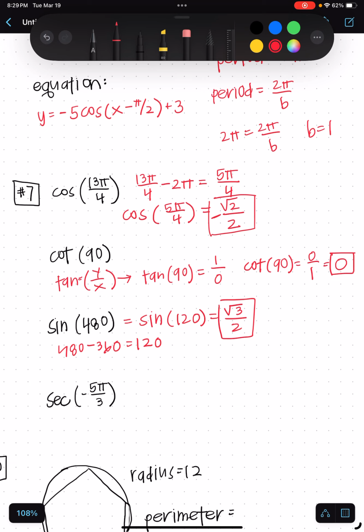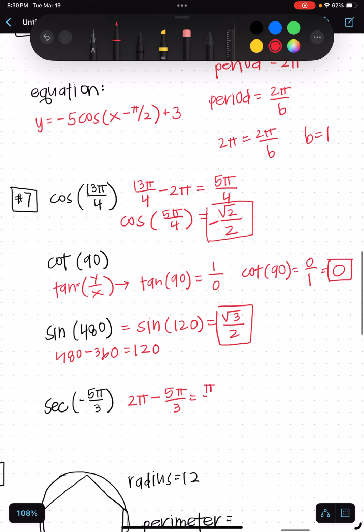Okay, and then the last one is secant of negative 5 pi thirds. Because it's negative, basically what we're going to do is take that number and do 2 pi minus that number, so 2 pi minus 5 pi thirds, and then that's the same thing. So in my calculator, I'm just going to do 2 minus 5 thirds, change it to a fraction, and I get 1/3. So this is the same thing as pi thirds. So I'm finding secant of pi thirds. Secant's not on my unit circle, but secant's the opposite of cosine.